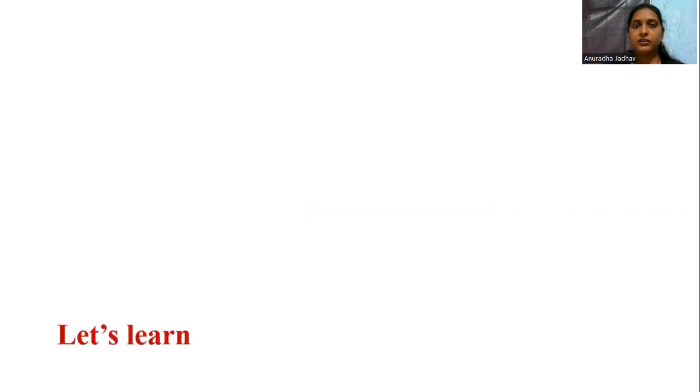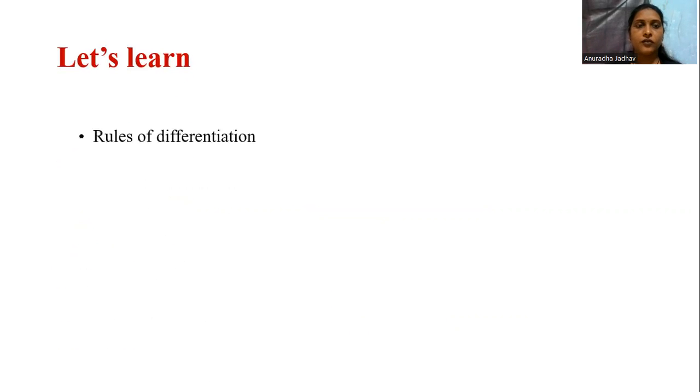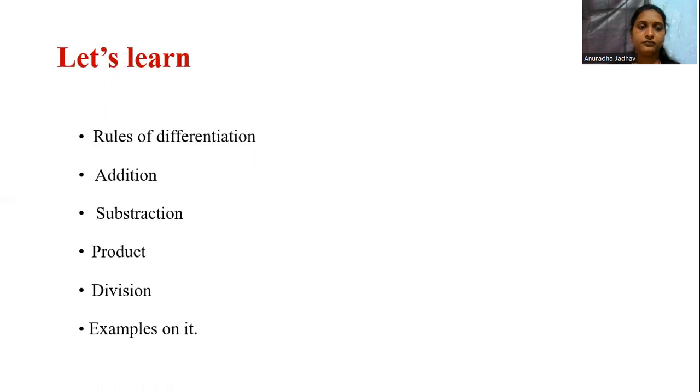Today we are going to learn the last point of our topic, that is rules of differentiation, in which we see addition of two functions and then find its derivative, subtraction, product and division. That is the addition, subtraction, product and division of two functions and how to find its derivative. First one is addition, second subtraction, third we see product, and lastly division. And some examples on it.